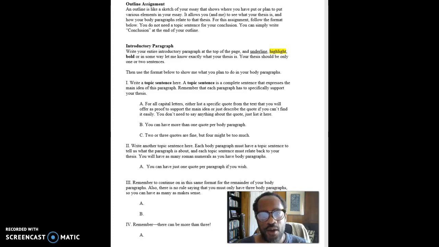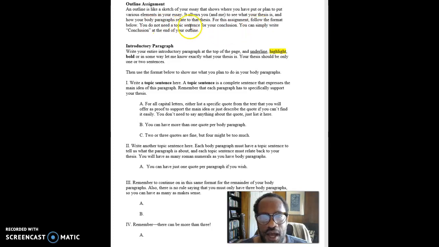The outline document is here in Blackboard, in the outline folder. An outline, as I say here, is like a sketch of your essay that shows where you have put, or plan to put, various elements in your essay. Sometimes you write an outline afterwards, but this is a planning outline, so it's where you're going to put things in your essay. It allows you and me to see what your thesis is and how your body paragraphs relate to that thesis. For this assignment, follow the format below.